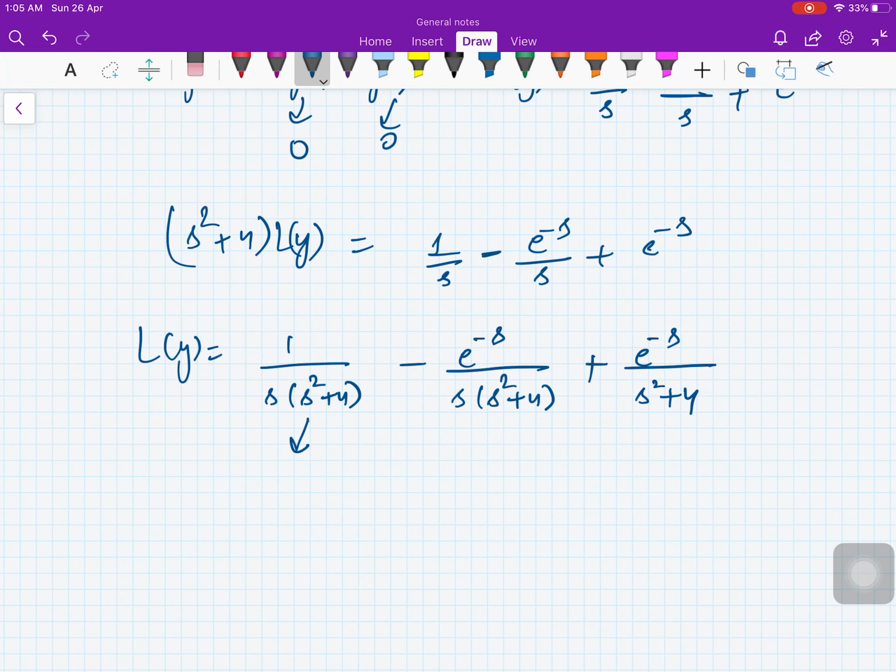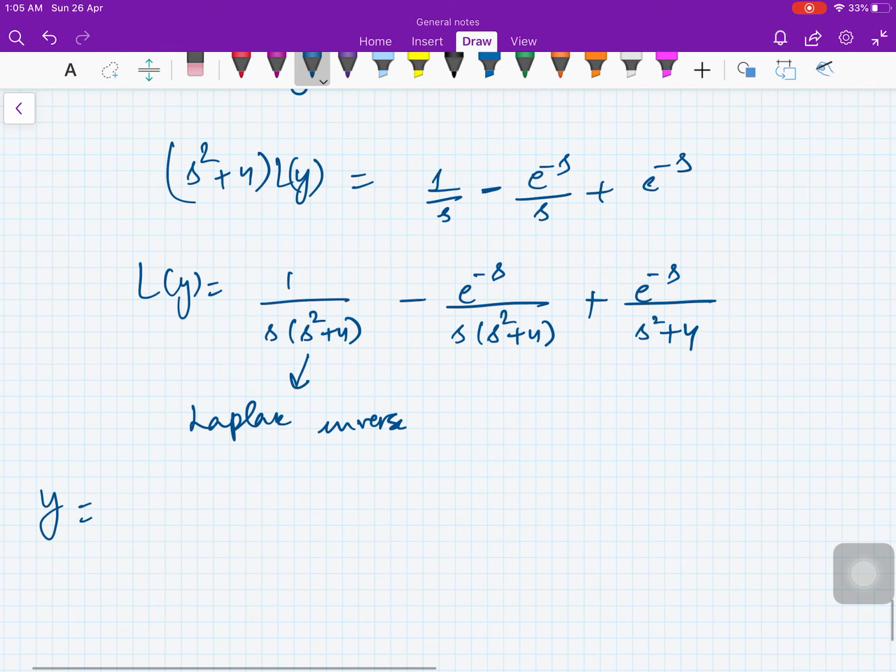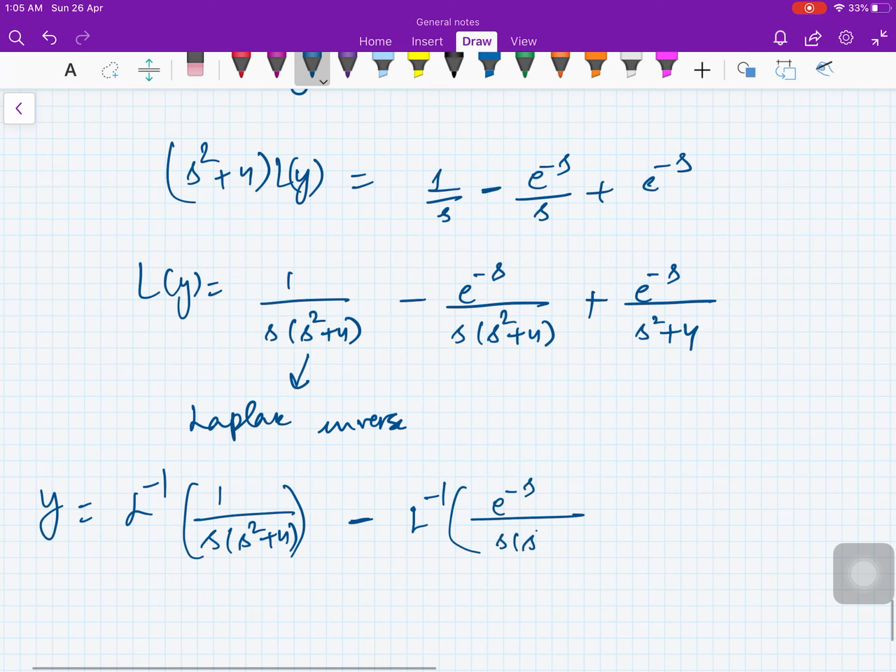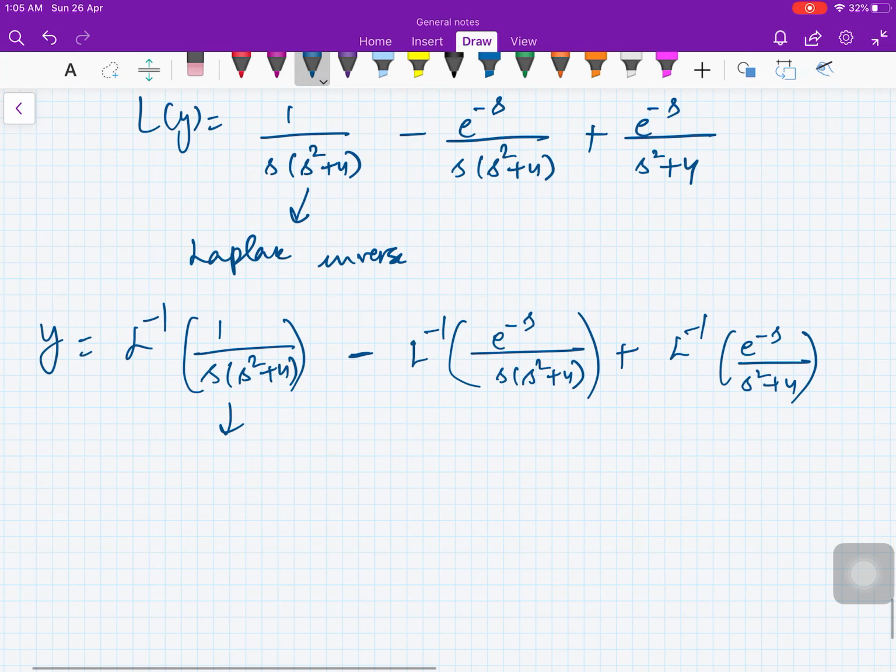Now you just have to find. So this is going to be this. Now we want Laplace inverse, right? So for that you have y is equal to L inverse of 1 upon s into s square plus 4, then you have minus L inverse of e raised to minus s upon s into s square plus 4, plus L inverse of e raised to minus s upon s square plus 4, right? Here you see we just saw that this will be 1 by 4, because for this you have sine 2t upon 2, then you divide with s, so you have to integrate, so you'll get 1 by 4. We just got in the last question 1 by 2x, right?